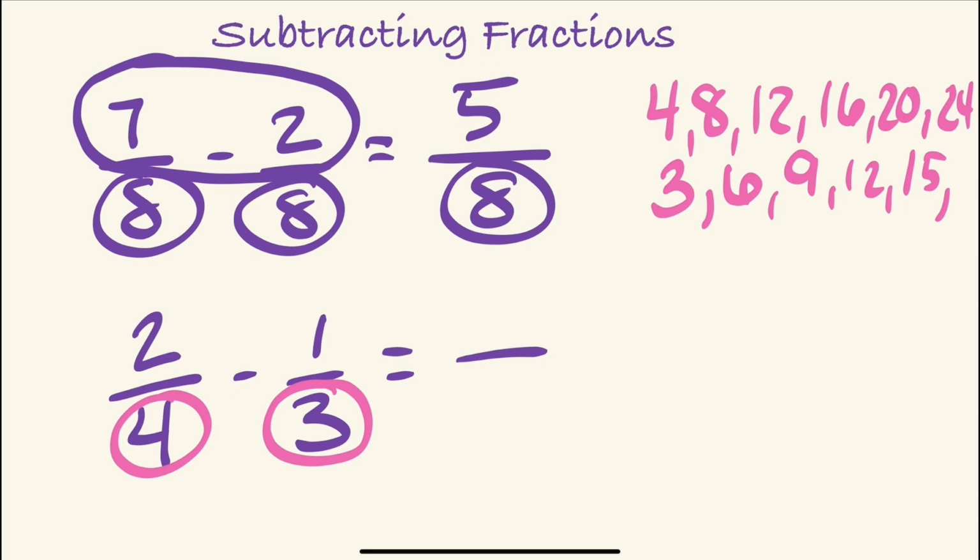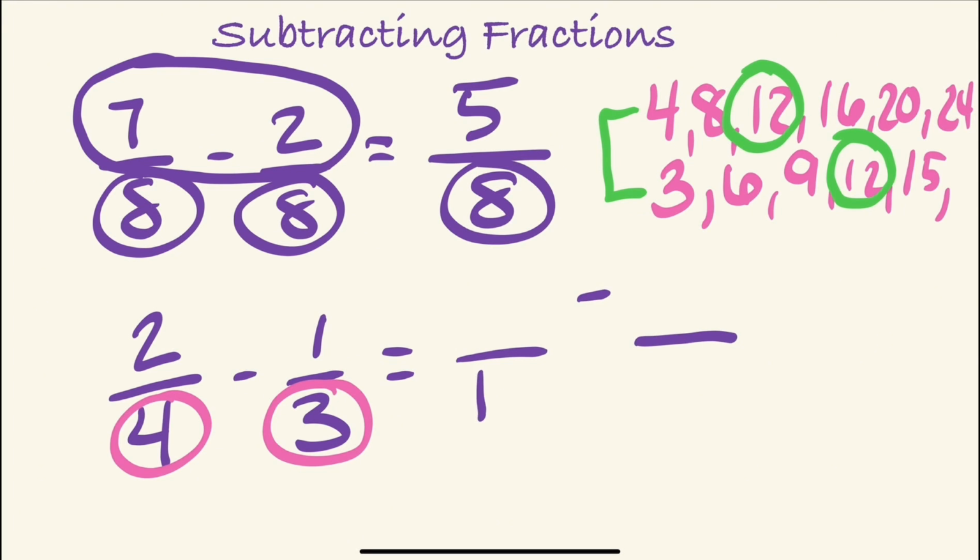Once you've listed your multiples, what you want to do is identify the least common multiple. So the smallest number that is the same in both your multiples of 4s and 3s. So when I look at this, I see there is a 12 up here and there's a 12 down here with my multiples of 3. So that's going to let me know that I need to rewrite my problem with my denominator being 12.